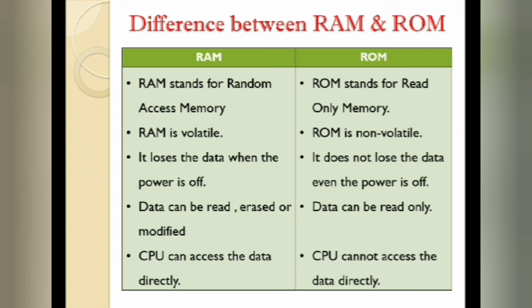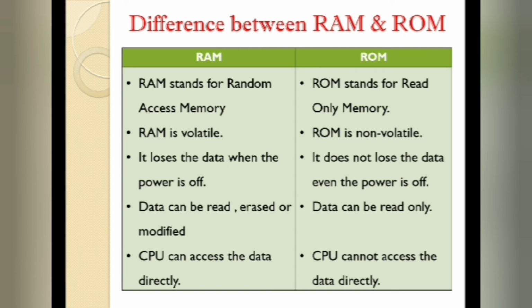In RAM, data can be read, erased or modified. We can read the data, we can erase the data, and also we can modify the data in RAM. But in ROM, data can be read only. That is, everyone can read the data but cannot write any data onto it, and also we cannot do any modification onto it.